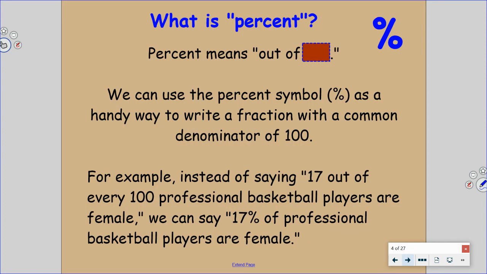Let's go ahead and evaluate, just kind of break down that word percent. Anytime you see or hear those letters that sound cent, percent, percentage, think about how many years in a century, how many cents in a dollar. And of course, we all know that means 100. So percent always means out of 100. Now you can use that percent symbol as a way to write a fraction with a common denominator out of 100. Now, I do have an example down below. Instead of saying that big long phrase, 17 out of every 100 professional basketball players are female, you can simply use that symbol, 17%, and that is implied.